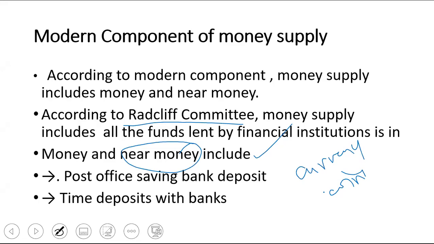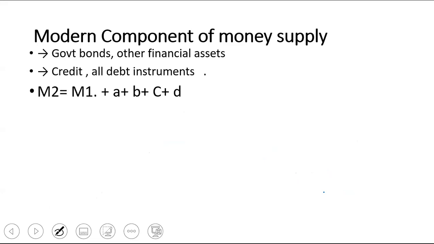So what is an example of near money? You can take the example of bonds, shares, gold. All these are near money, but they will not work as money because you have to sell them. That is why it is known as near money. Post office savings bank account. Many people put their money in the post office. Time deposit with the bank. Government bond. Credit and other instruments. So the Radcliffe committee has included so many things.